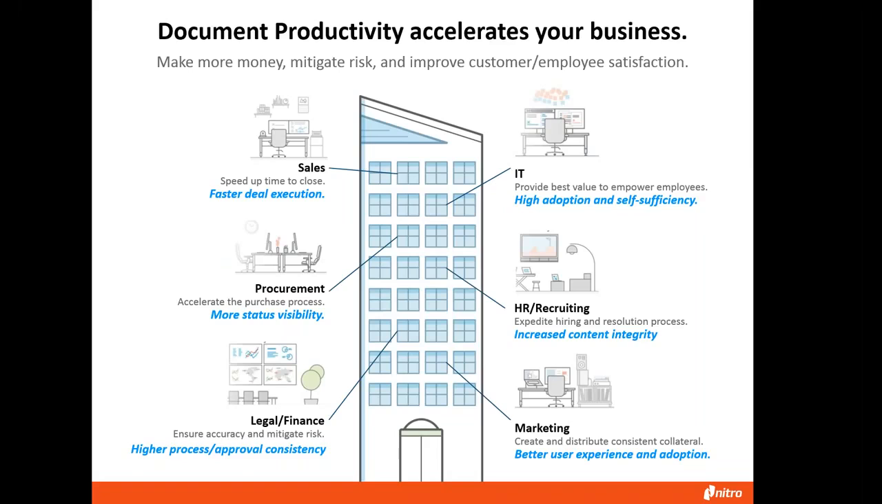So what does this end up doing, right? It ends up helping the IT department by increasing adoption and making the end user self-sufficient because of how easy it is to use Nitro, which we will demonstrate in a minute. It helps sales close deals faster. It helps the HR department increase their integrity on the content that they're sharing with folks because they know that the right people are actually looking at those documents. And it helps procurement, again, gain more visibility into the stages and status of deals that are being worked on.